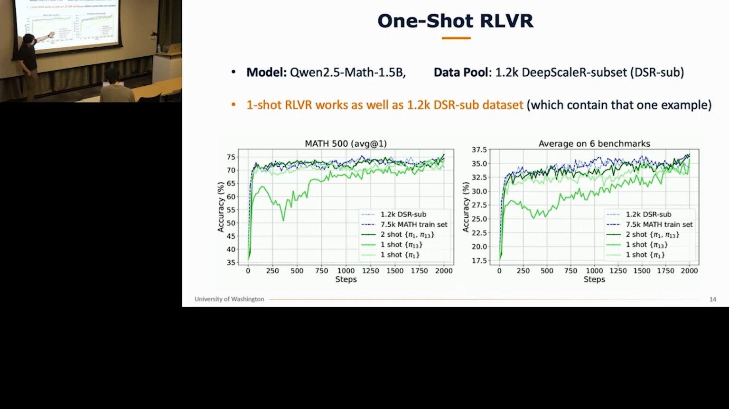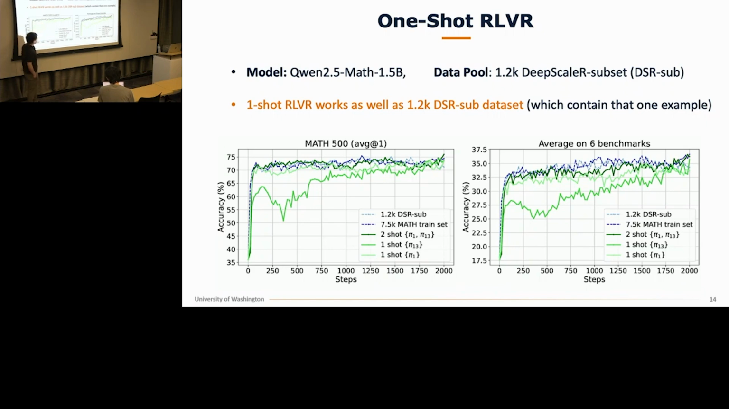So here is our finding. We just select one data point. We call it pi 1. I'll tell you what this 1 or 13 mean later. You can see at the beginning its performance is not good, but after you train many steps, in the end you can achieve comparable performance as if you were using the entire data set. Here's one example using pi 1, and there's another math problem, pi 13. You can achieve a similar result as well, which is this darker green line.